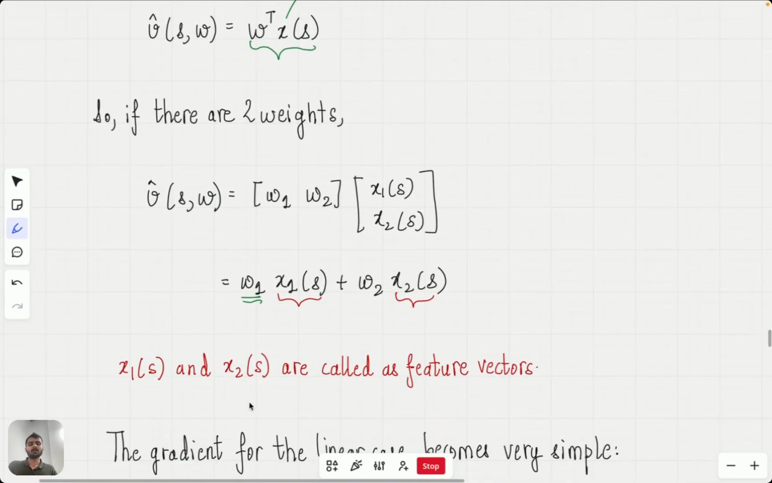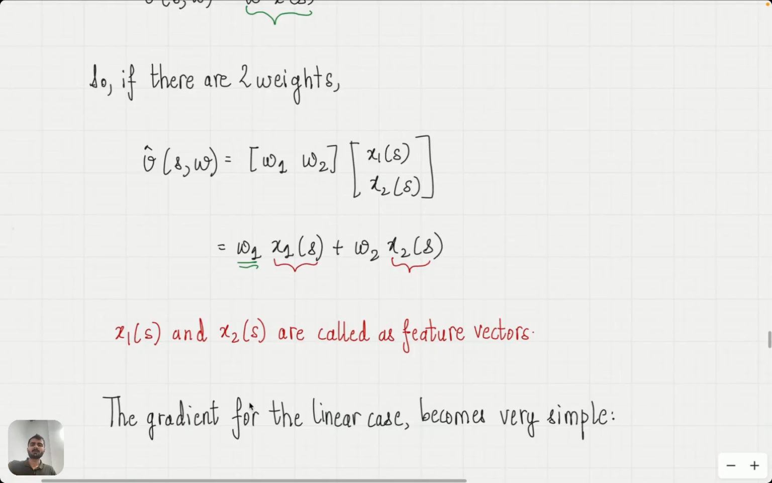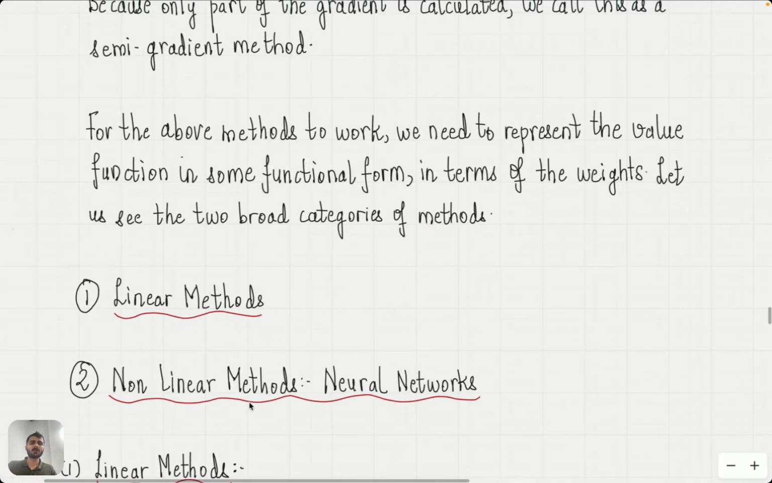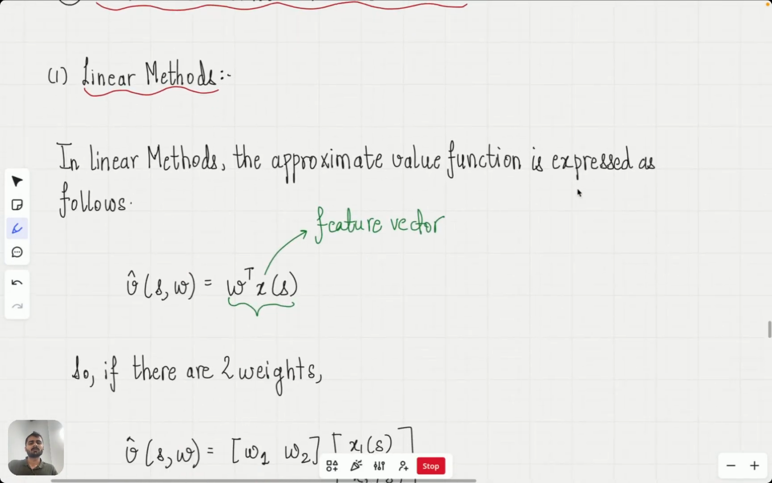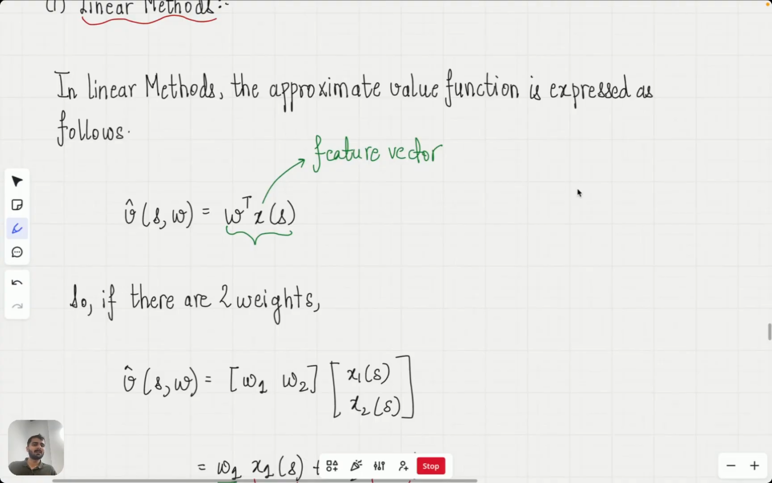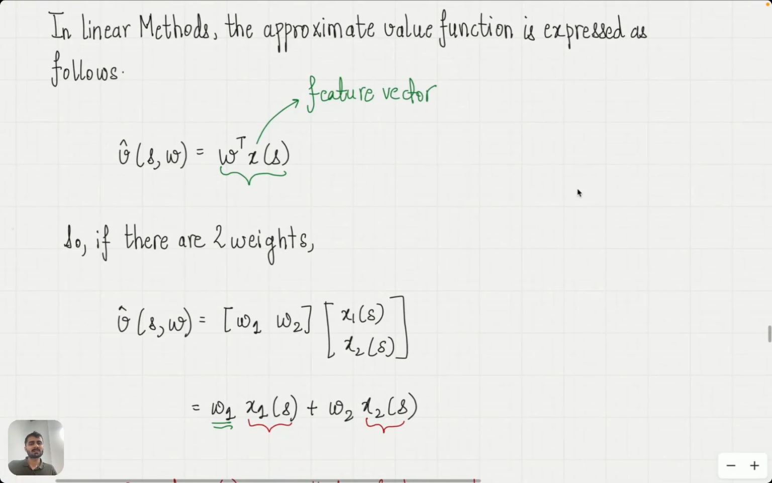Now, what about the gradient of this value function? Remember that in all these update rules, we have a gradient. Some of you might be unfamiliar or uncomfortable with the gradient. That is completely fine. But essentially, what the gradient is doing is calculating the derivative with respect to all the weights. So if I calculate the derivative with respect to w1, I'll get x1. And if I calculate the derivative with respect to w2, I'll get x2.